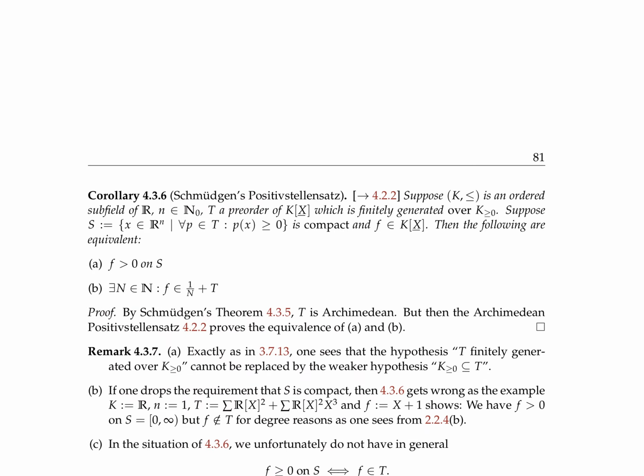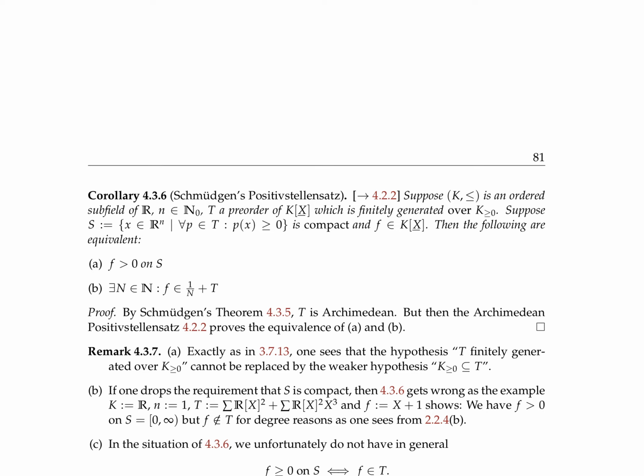Here it is, right? So here in Schmüdgen's Positivstellensatz, which works over compact sets, we have a basic closed semi-algebraic set S over K, where K is an ordered subfield of the reals. Compactness is important here. If f is positive on S, then f lies in T.